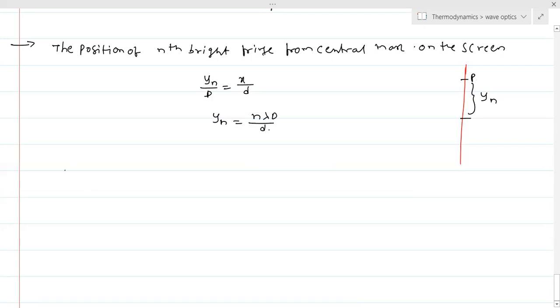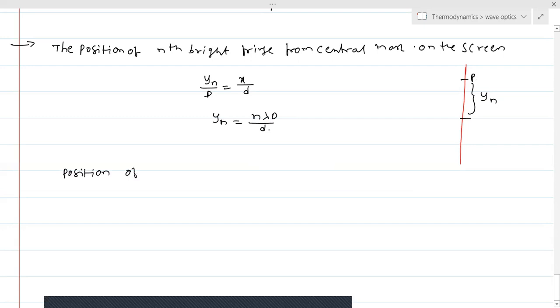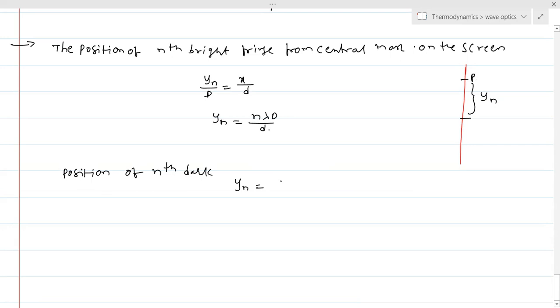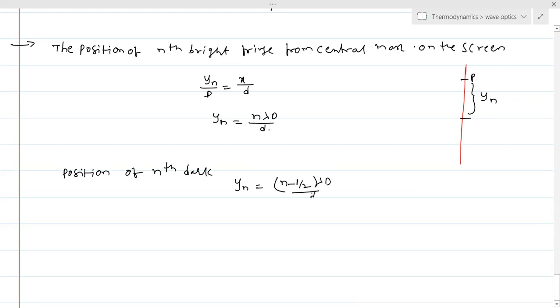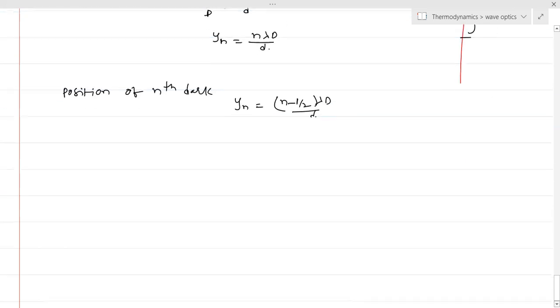Similarly, we take the position of the nth dark fringe as yn for the dark fringe. The path difference changes to (n minus half) into lambda D by small d. In this way we will understand the positions of bright and dark fringes.